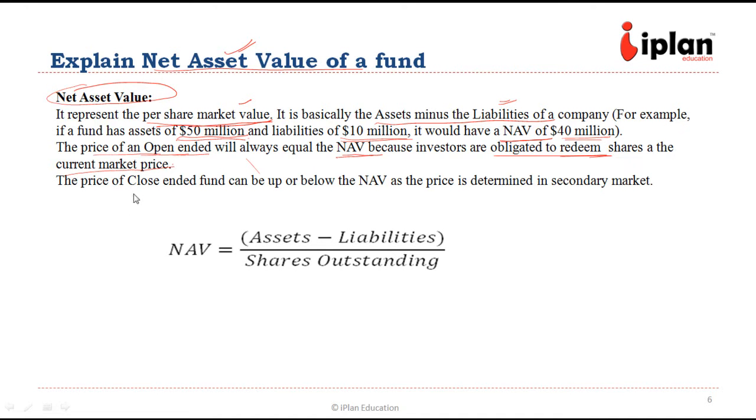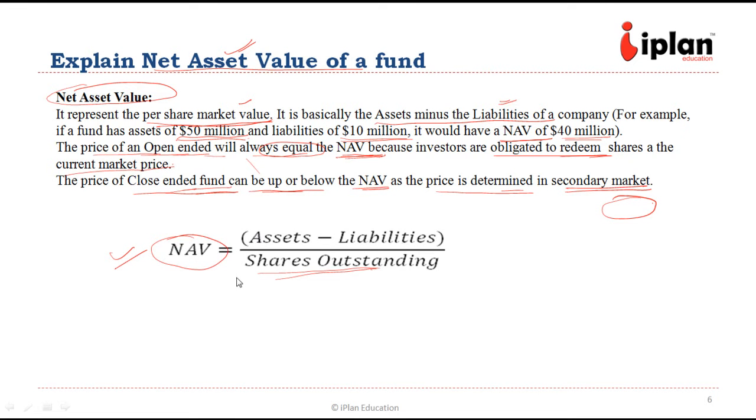The price of a close-ended funds can be up or below NAV, as the price is determined in the secondary market, since the number of buyers and sellers are going to determine the value of the fund in the case of close-ended fund. But in the case of open-ended, the price is always equal to net asset value. So if you want to calculate NAV for a particular fund, we can simply have assets minus liability divided by number of shares outstanding for that particular fund, which is our NAV per share.